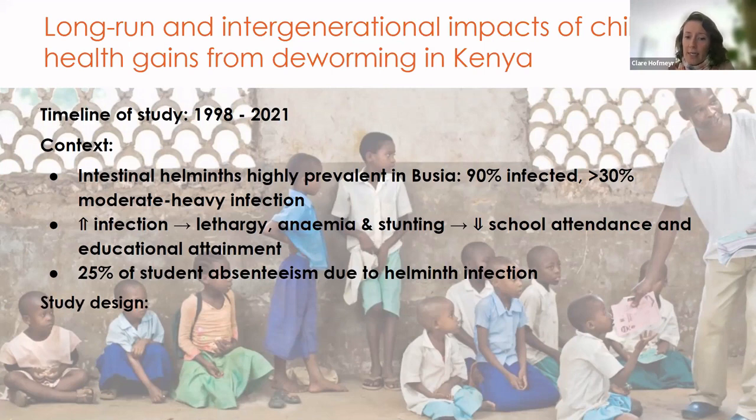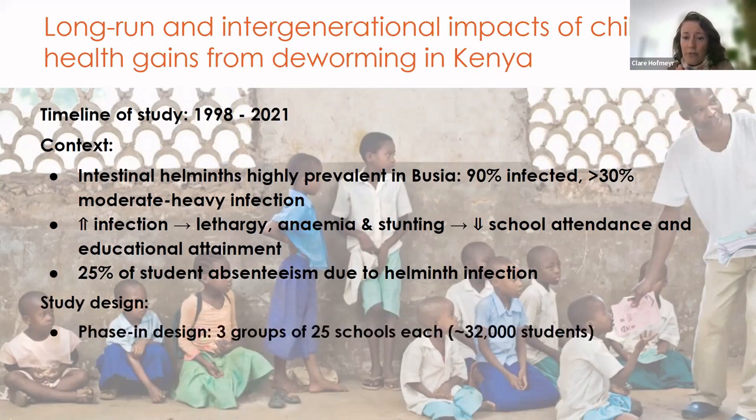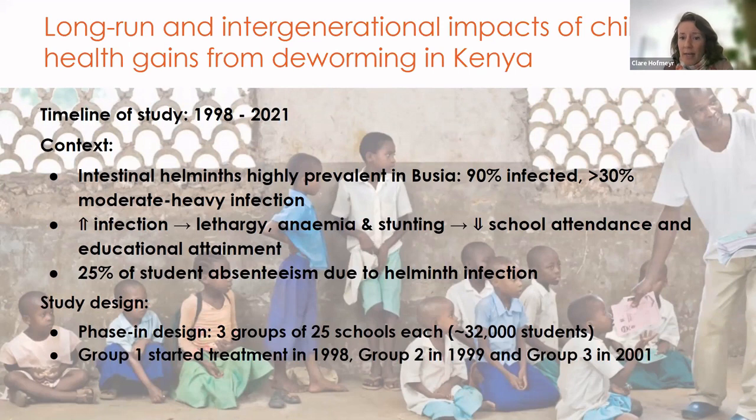In terms of the study design, the study started in 1998 in 2 divisions of Busia district. These 2 divisions had 75 schools with over 32,000 students across them in total. The 75 schools were randomly divided into 3 groups of 25 schools each. The study used a phased-in design, where the first group of schools began treatment in 1998, the second group began treatment in 1999, and the third group began treatment in 2001. The phase-in design was used because of financial and administrative constraints of the NGO that was implementing the program, and that NGO was International Child Support.